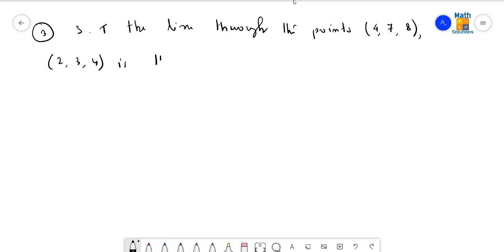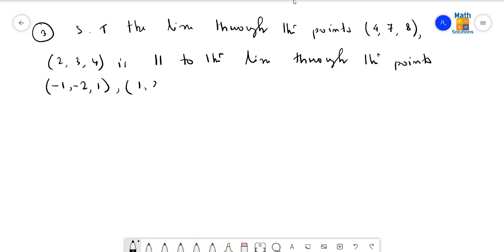is parallel to the line through the points -1, -2, 1 and 1, 2, 5. We have to show that the line through the points means actually we find that these two are the points lying on the first line and these two are the points lying on the second line.